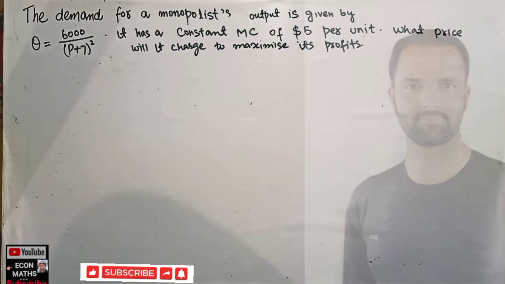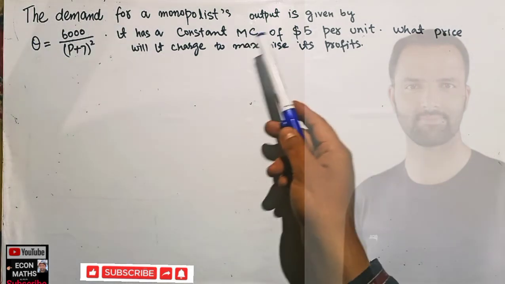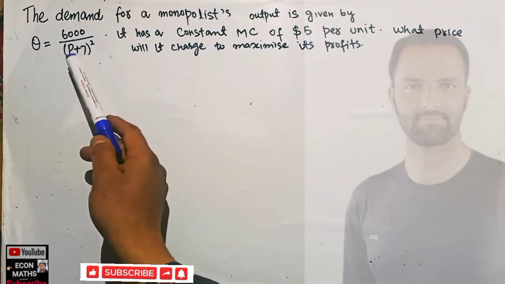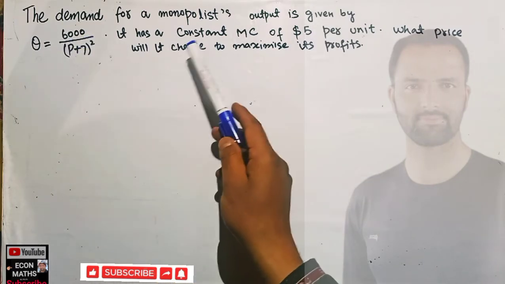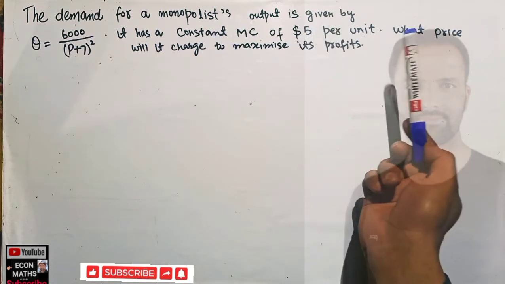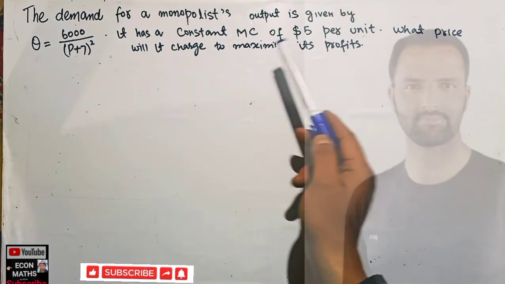In this video, we will try to solve a problem that was asked by a brother on Econ Maths Telegram channel. The question is like this. The demand for a monopolist's output is given by the function Q is equal to 6000 upon (P plus 7) whole square. It has a constant marginal cost of $5 per unit, obviously. What price will it charge to maximize its profit?